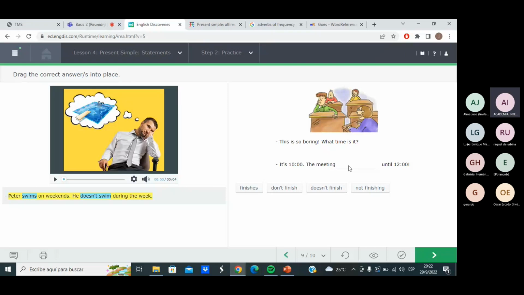Gerardo, what do you think about it? So I think it's don't finish, but finish it too, maybe. This one. This one, right? Yes. Okay. That's what you think.